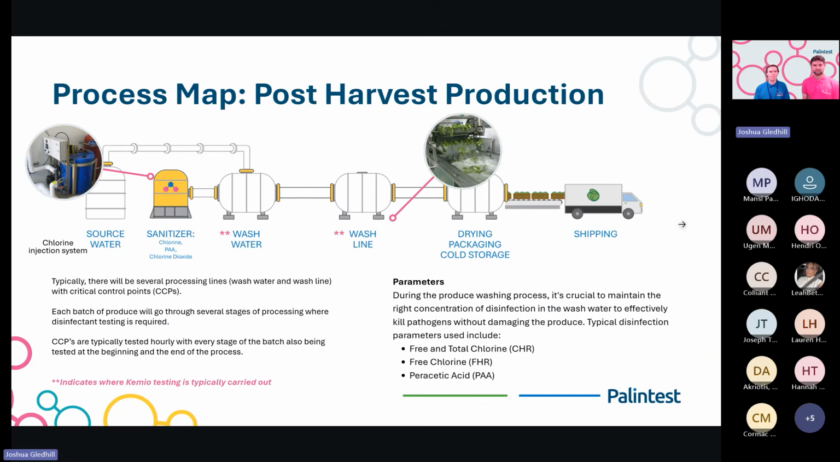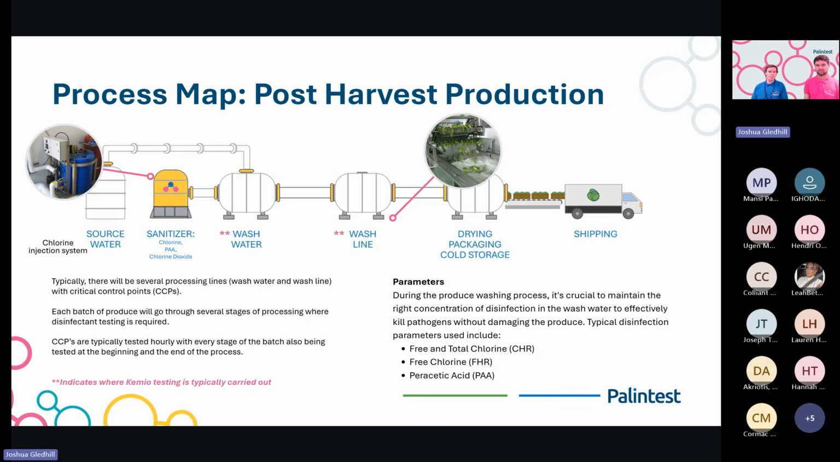Okie dokie, so this is a process map for post-harvest production. They don't all look exactly the same, but from our experience, this is generally what you will see. So the salad will come onto the production line, and will then go through the wash water. This will be where the inline monitoring system will be, constantly checking the level of the disinfectant that's in use. And our Kemio will come into it at this stage, where an operator will take a sample from the wash water and verify that the level is in line with the dosing system, and then make adjustments from there.